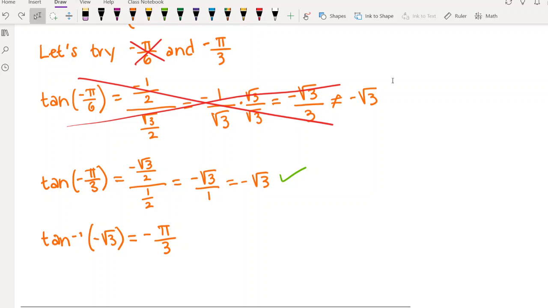So maybe I'll stop it there and I'll let you try. I'm going to give you a few more of these to try with inverse tangent on your own.